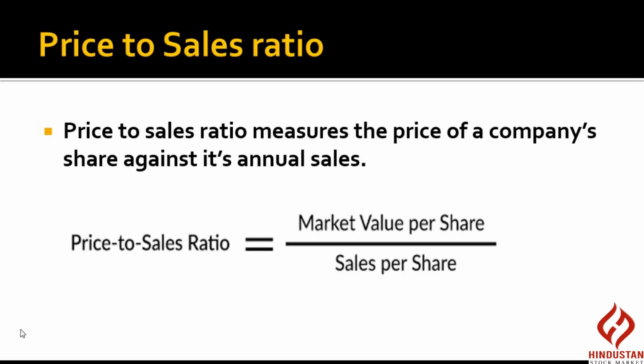Next is the price to sales ratio. The stock price to sales ratio measures the price of a company's stock against its annual sales. Price to sales ratio is another stock valuation indicator similar to your price earnings ratio. The formula for calculating price to sales ratio is market value per share divided by sales per share. Price to sales ratio is a great tool because sales figures are considered to be relatively reliable, while other income statement items like earnings can be easily manipulated by using different accounting rules.